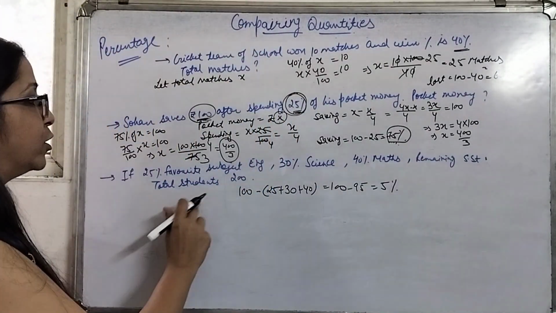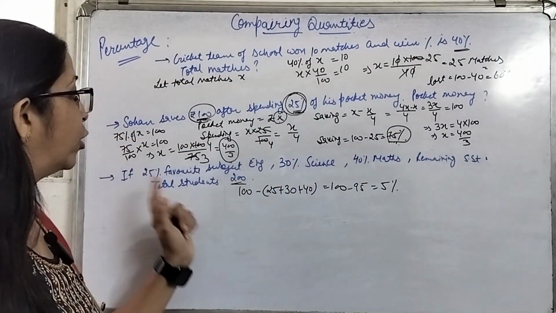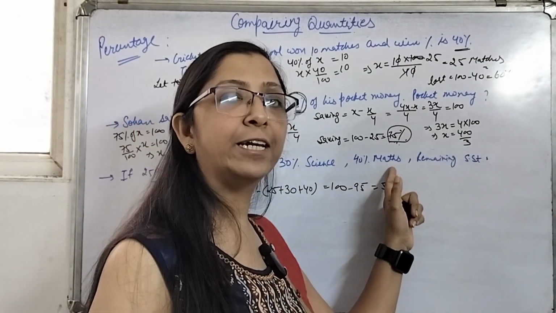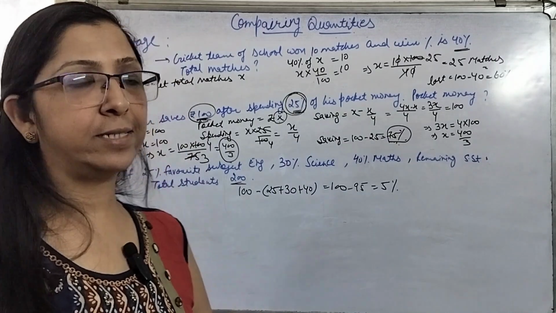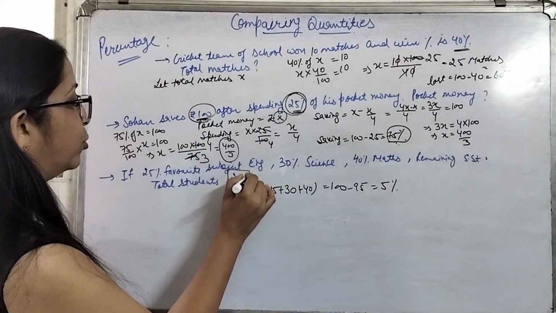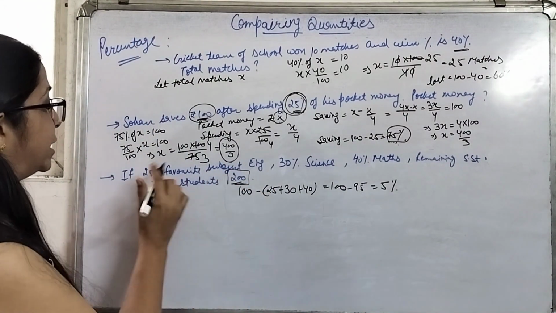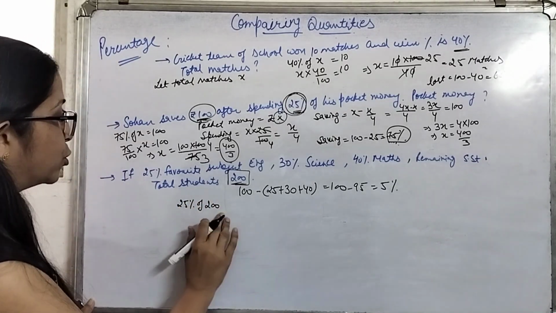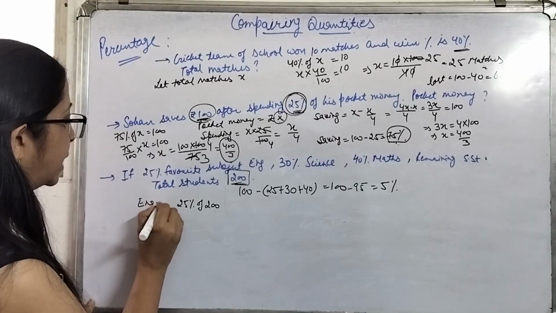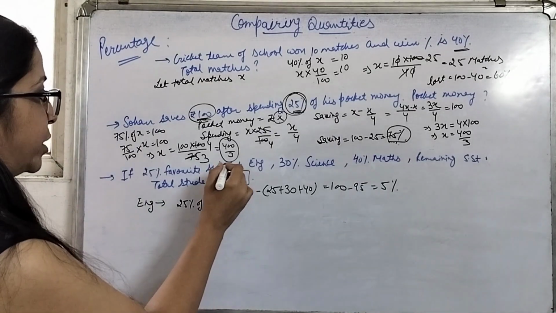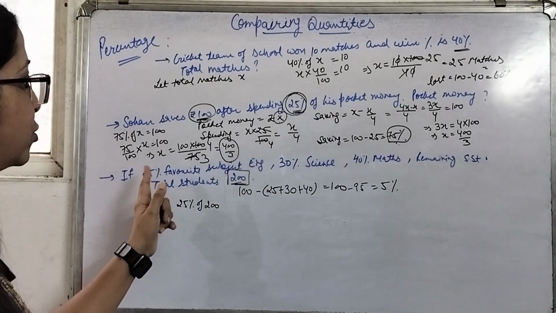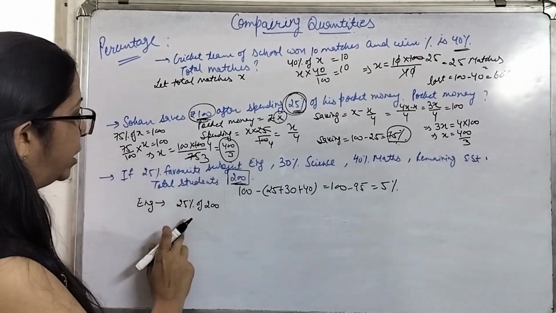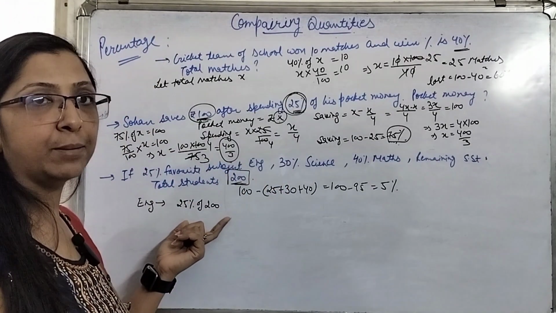Now, if the total number of students is 200, how many students like English, how many like science, how many like maths, and how many like SST? The total number is 200, it is given to us. That means 25% of this 200 are the students whose favorite subject is English.